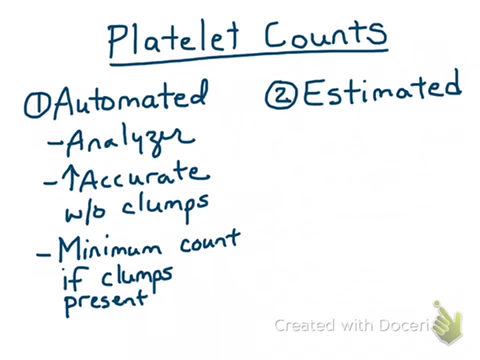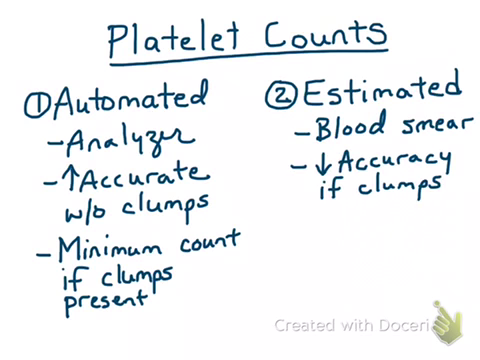The estimated platelet count is the platelet concentration that you get by looking at a blood smear. This count can also be inaccurate if there are platelet clumps, and that's because the platelets will be unevenly distributed on the smear. But it is a good way for confirming thrombocytopenia if you don't have clumps. The estimated platelet count is calculated by multiplying the average number of platelets per 100x field times 15,000.